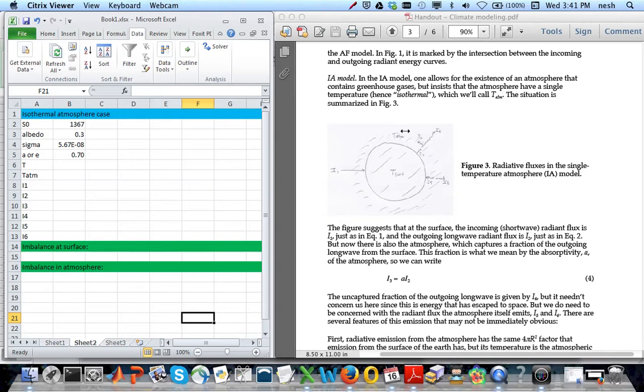But now what happens is that some of that energy, that long wave energy, gets captured by the atmosphere, and then the atmosphere also radiates down and outward to space because it is itself a gray body.